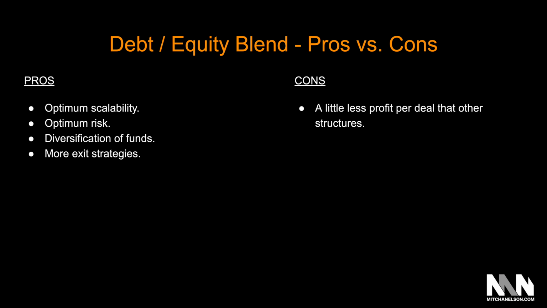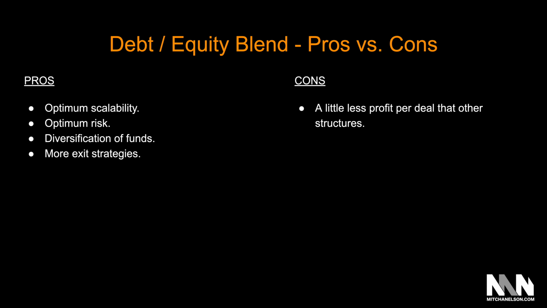You're also making your capital go further. If you could hypothetically make 21.5 on 3 deals, that's better than making 30 on 1. And that's why I really love this strategy. It optimizes the scalability, it optimizes the risk, it diversifies funds, and it gives you more exit strategies.